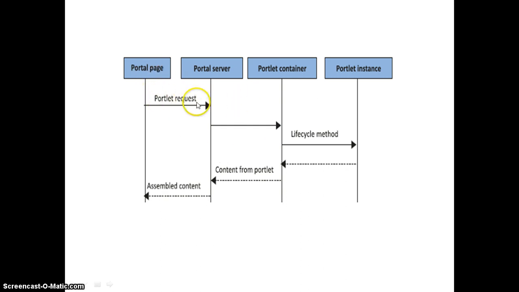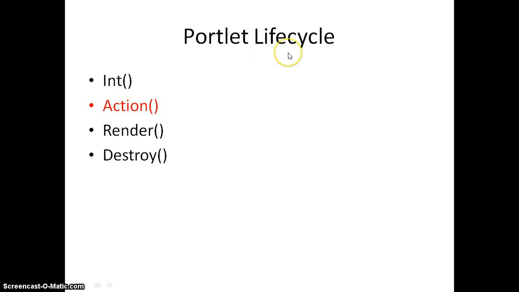There is a portal page, then a portlet request is sent to the portal server, and that server communicates with the portlet container, and then lifecycle methods of the portlet instances are called. Then content from the portlets comes back, and content from all of the portlets is assembled and sent back to the user. So what is the portlet lifecycle?